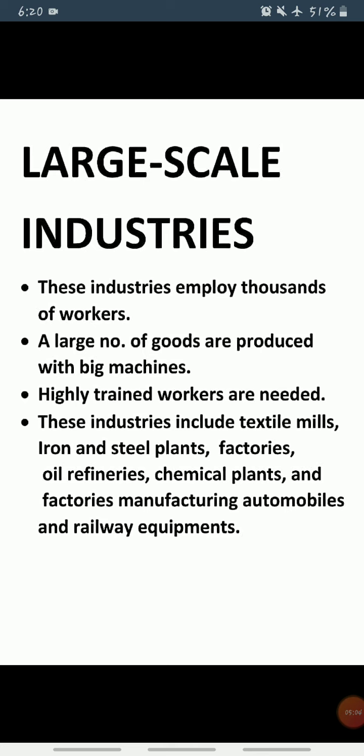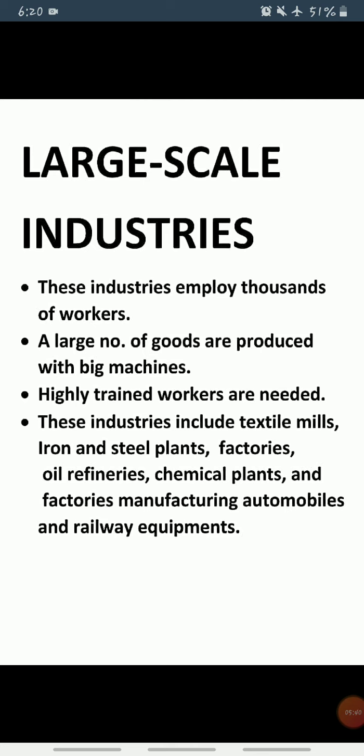And large scale industries include textile mills. Textile mills, what are textile mills? Where the cloth is made. Or iron and steel plants, oil refineries, chemical plants and factories manufacturing automobiles and railway equipment. So these are the big plants जहाँ पे बड़ी बड़ी चीज़ें बनाई जाती हैं, है ना? जैसे कपड़े बनाए जाते हैं, आयरन स्टील से मशीन्स बनाई जाती हैं, ऑयल रिफाइनरी से ऑयल एक्सट्रैक्ट किया जाता है, केमिकल प्लांट्स हैं, फैक्ट्रीज हैं जहाँ पे ऑटोमोबाइल्स बनाए जाते हैं, या ट्रेन के इक्विपमेंट्स बनाए जाते हैं. तो it is big scale industries.